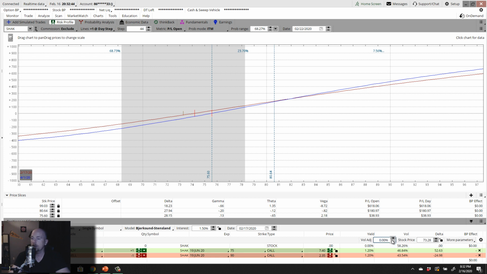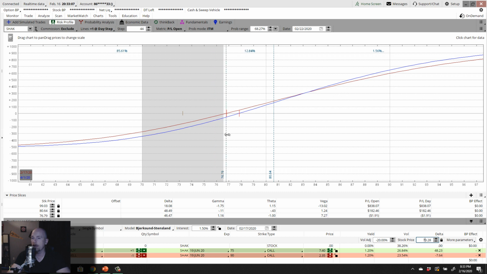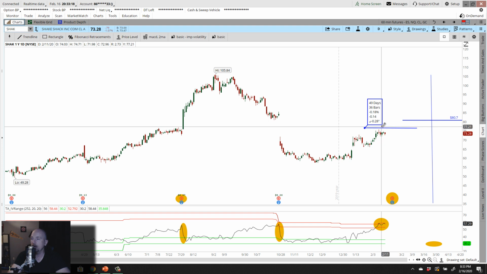So with a shift of volatility of 20%, our break even is now 75.70. So notice we shifted our, excuse me, a little higher than that. I didn't hit enter. It's 77.87. So that 20% drop in volatility, $77 is now our break even. So a little bit lower, right? So now your break even is down in here.